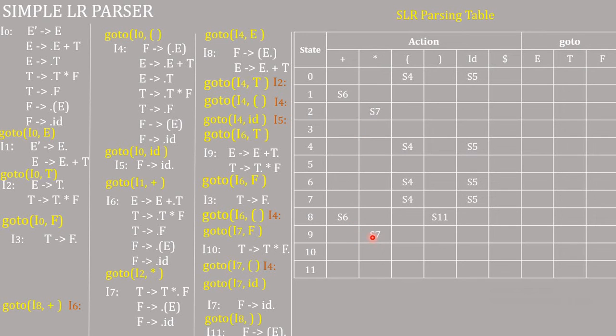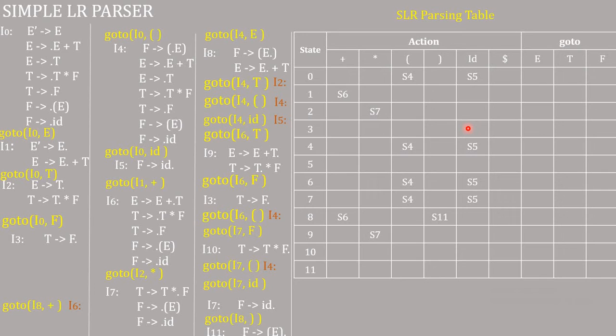So what operation is it? Go to of I9 comma star. Go to of I9 comma star is I7. That's why it is S7 here. Right, so like this we have to apply it. For other states it is not possible, so only for these states you can apply the shift operation. Now, before going for the reduce operation, let us fill the go to operations.